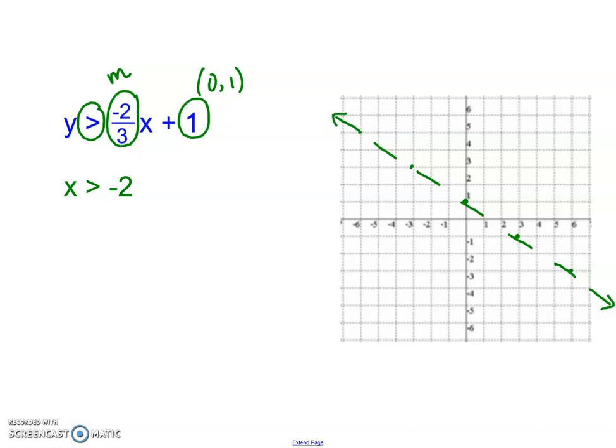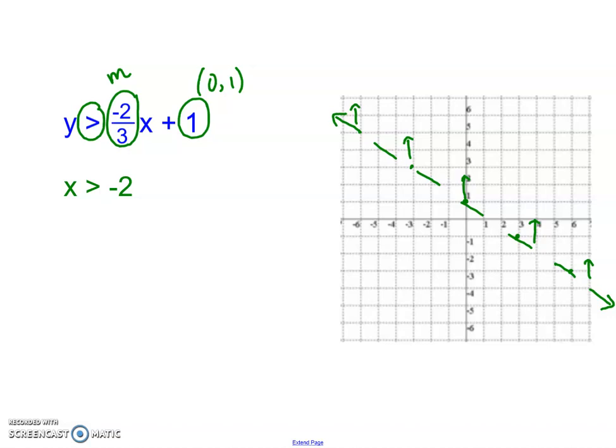Alright, so in our last lesson, we would go ahead and do our shading next. What I like to do is use arrows to indicate where the shading would be. When it's greater than, that means we will shade above. So I'm going to go to my y-intercept, put an arrow above, and do this along the whole line. I save the shading for the very end once I get both lines. But I know that the shading is going to be above that line somewhere.